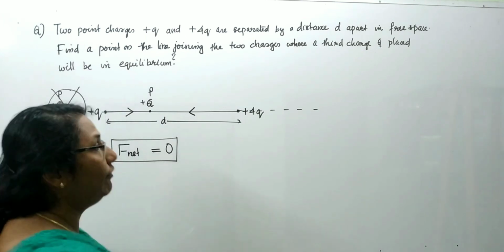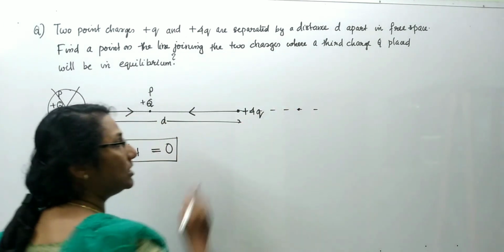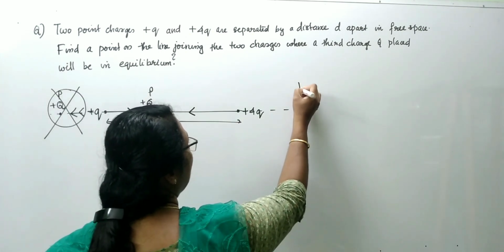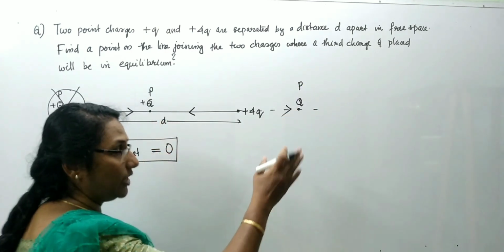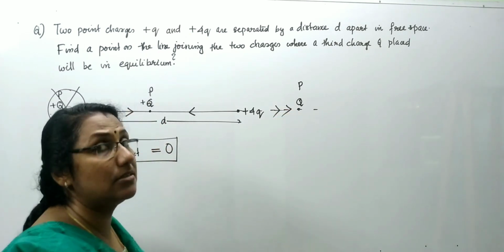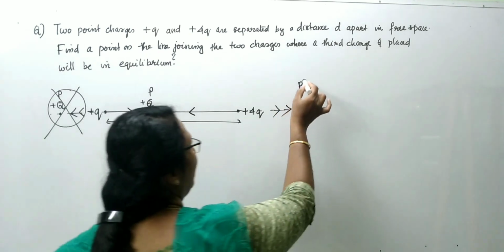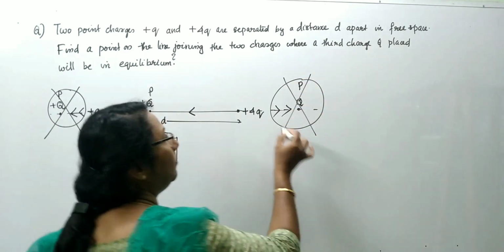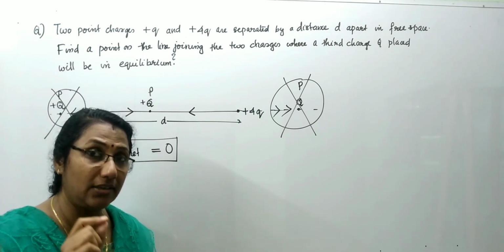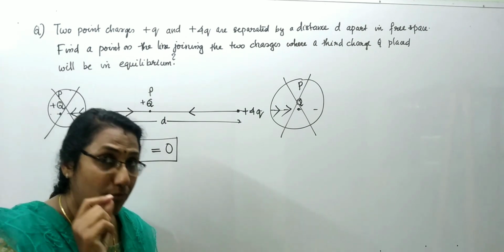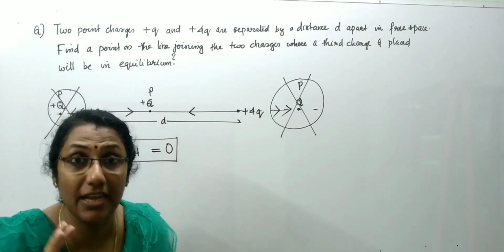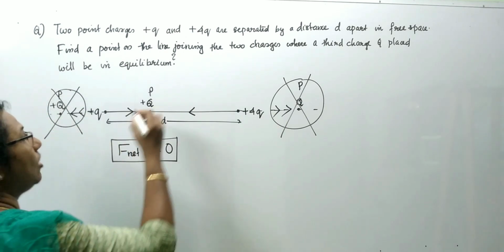Clear? Similarly, if I take a point nearer to plus 4Q outside the line, what happens? Plus 4Q repels the charge Q kept at this point P, repulsion towards the right. Plus Q also repels, so its direction is also towards the right. So there is no possibility for a point to be in equilibrium. Okay, is it clear? That means we understood one thing. When the two charges are like charges, the point where the net force becomes zero will be in between the two charges. That is the only condition.